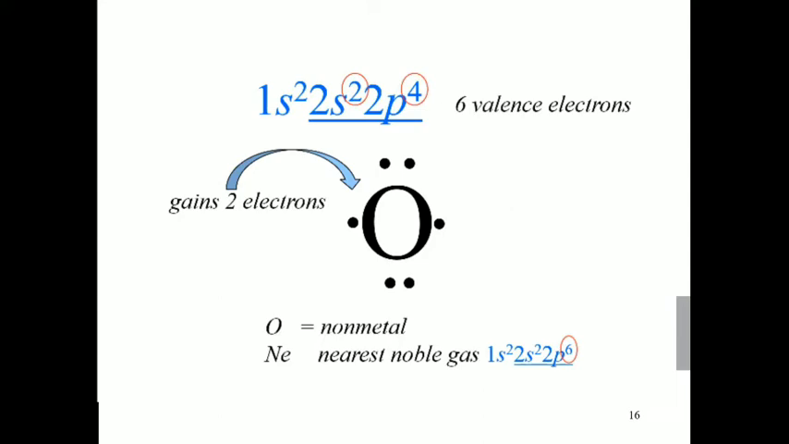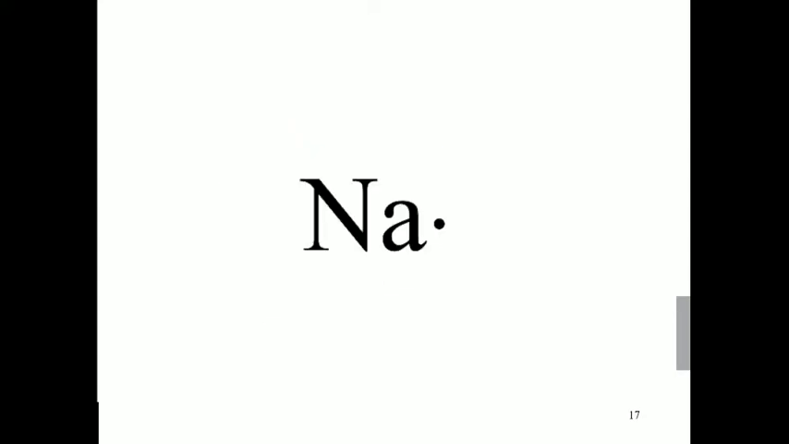So 10 is to distribute 10 electrons to have the same configuration as neon, which is 1s2, 2s2, and 2p6. So this is for the non-metals. What about for metals like sodium? Sodium is a metal with the configuration 1s2, 2s2, 2p6, 3s1.